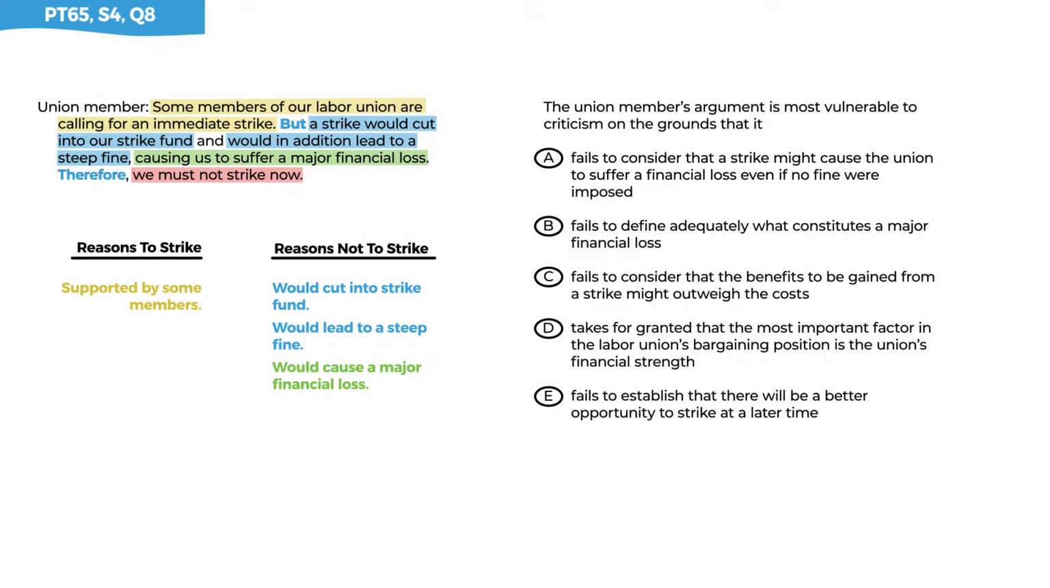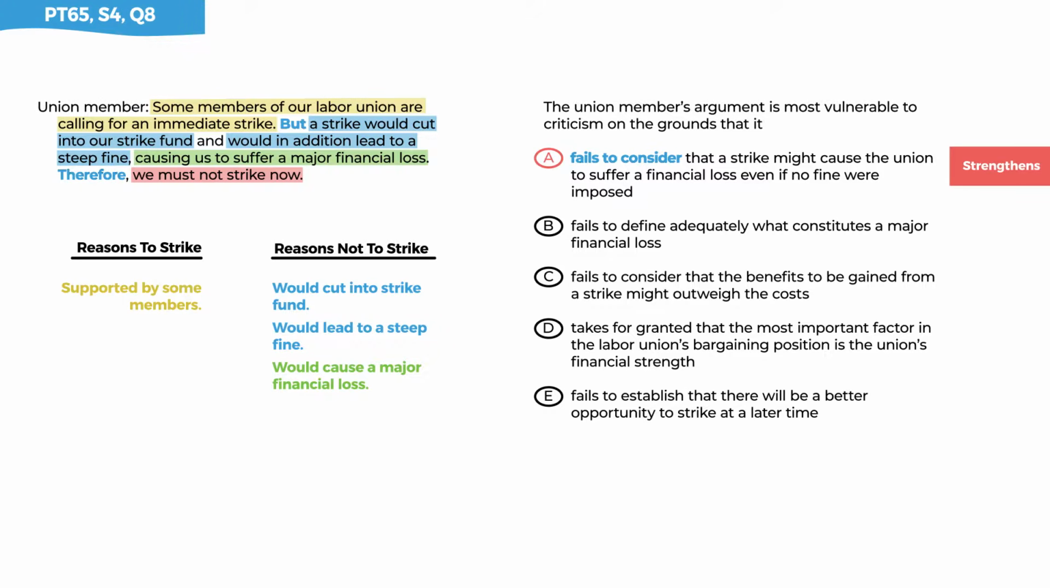If you look at answer choice A, it says it fails to consider that a strike might cause the union to suffer a financial loss even if no fine were imposed. Well, it does not provide a benefit of a strike. In fact, it provides a drawback associated with striking. Instead, answer choice A says that it fails to consider something that would strengthen the argument. It should be that it fails to consider something that would weaken the argument. So A is moving in the wrong direction, and it's wrong.